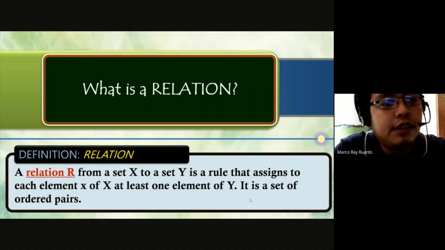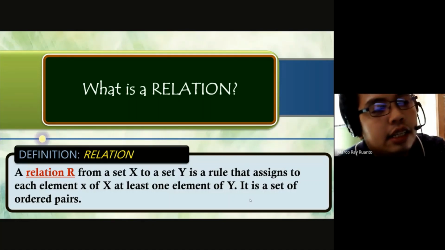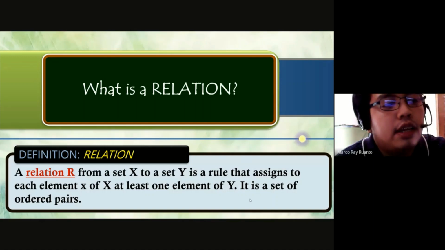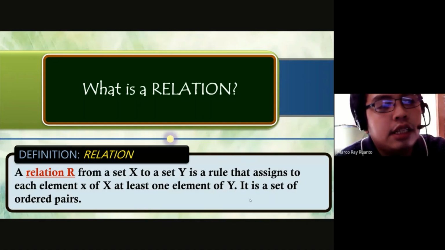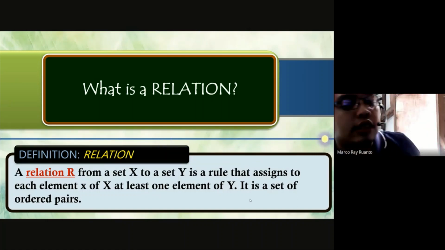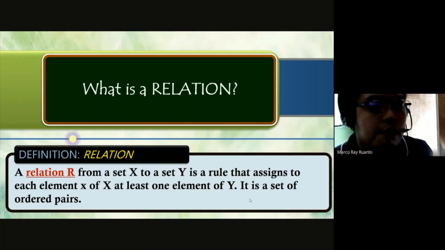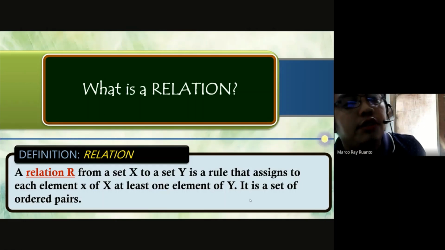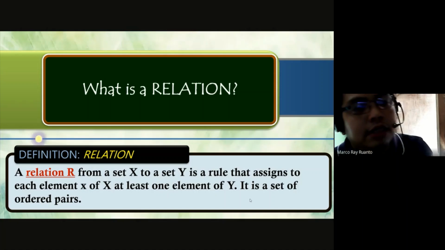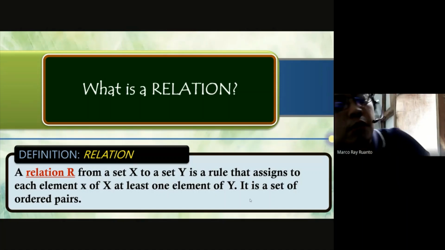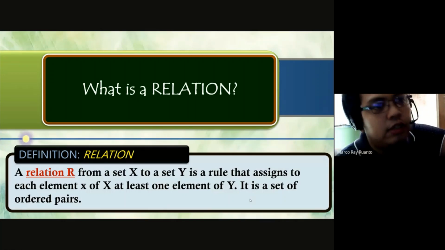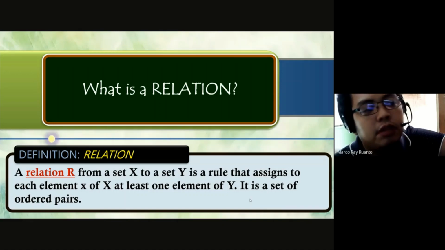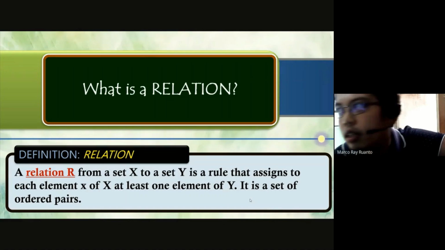We will just define what a relation is. A relation from set X to set Y is a rule that assigns each element of X at least one element of Y. So each X has a pair in Y, at least one pair in Y. It is also known as a set of ordered pairs. So for a relation, they come in pairs. Yes, ordered pairs, so there is really no third party.